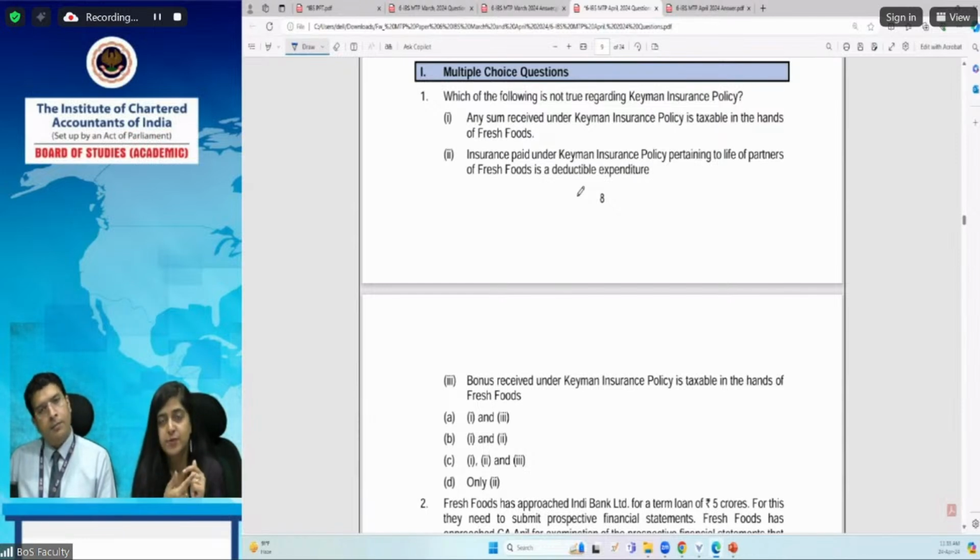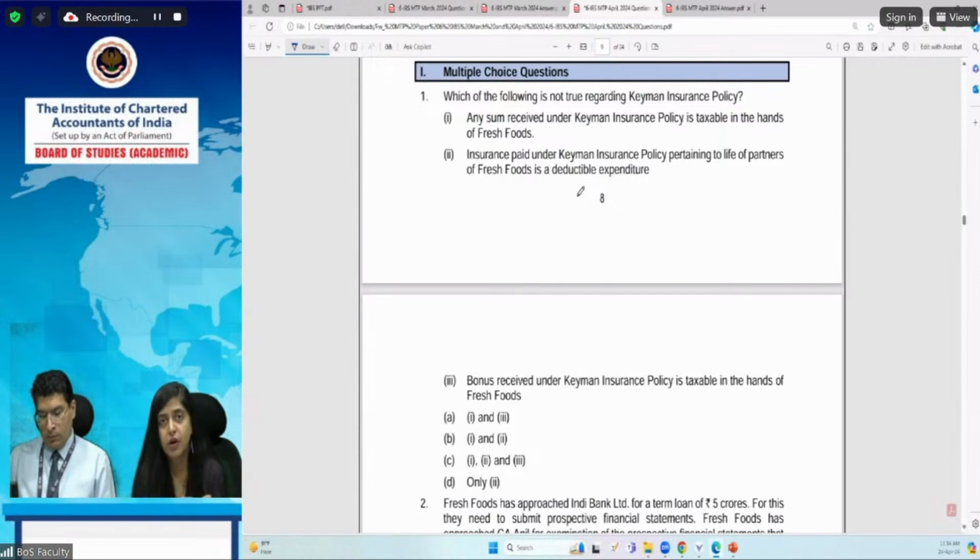And as per section 10(10D), section 10(10D) provides the exemption related to the maturity proceeds. It provides that the maturity proceeds from LIC, from ULIP will be exempt subject to conditions, but it doesn't provide exemption in relation to the Keyman insurance policy. What does it mean? Any sum which you receive from the Keyman insurance policy on maturity, including your bonus, would be taxable and would not be exempt under section 10(10D).